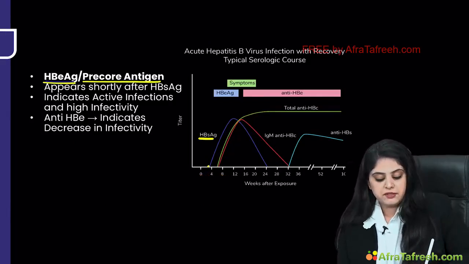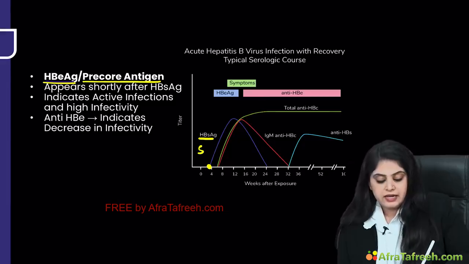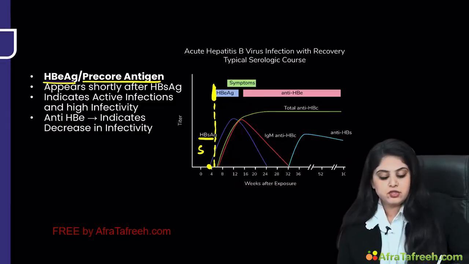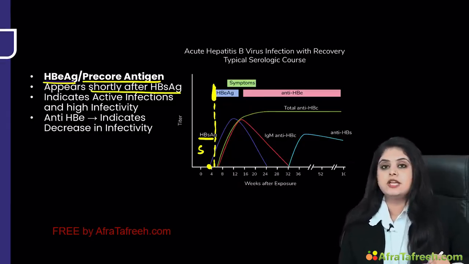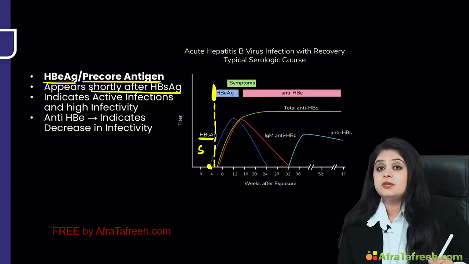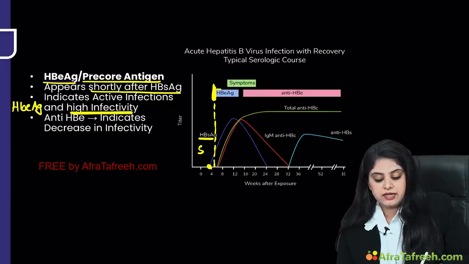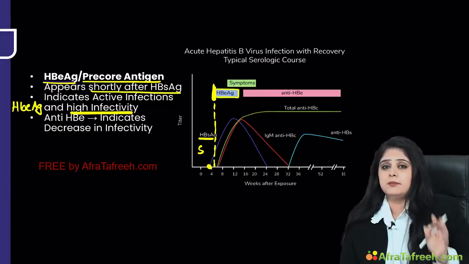if you notice, what was the first one? The first one was surface antigen. Right after surface antigen, I can see shortly after it, the HBE antigen has come up. So can I say shortly after HBS antigen, HBE comes up? What does HBE tell you? HBE antigen is indicative of high infectivity. So till the time this is coming up in the blood sample of a person, he is very infective.